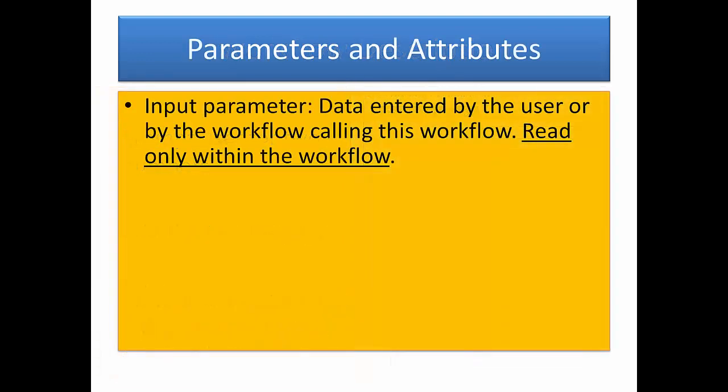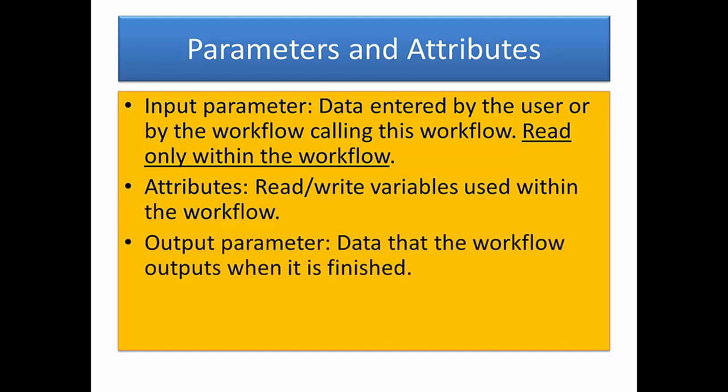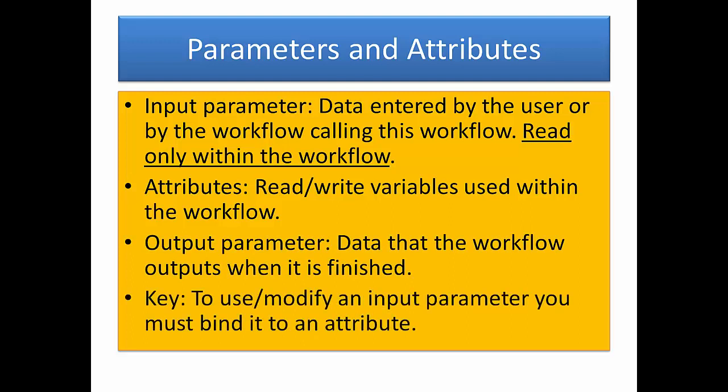The last items I want to discuss before we begin the demo are parameters and attributes. Input parameters are items that are inputted by the user running the workflow. Attributes are the read-write variables that we can use within the workflow. Output parameters simply provide data when the workflow is finished. The key here is that to use the input parameters in the workflow, we need to bind them to attributes. Let's go ahead and see how to do this.